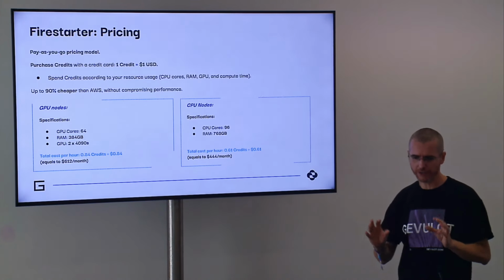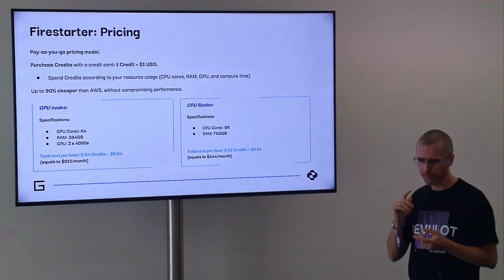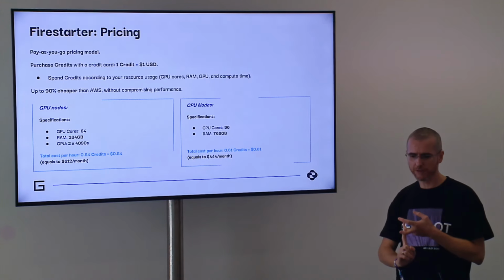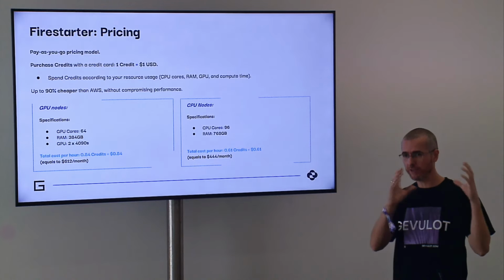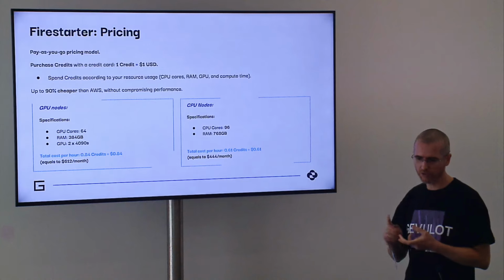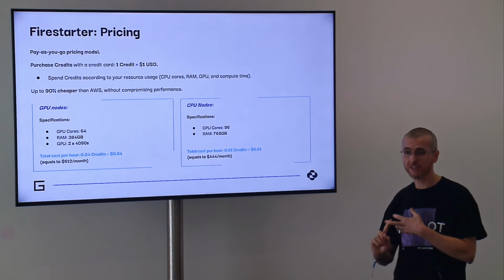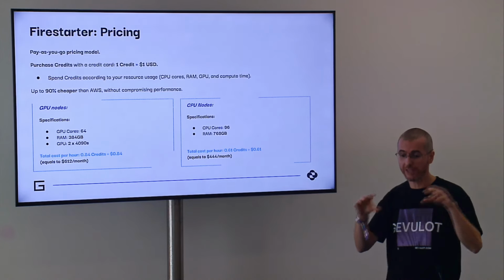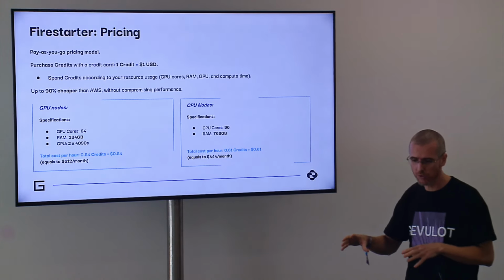As a general summary, our GPU nodes are going to have 2 4090s each, 64 cores and 380 gigs of RAM. So that's one GPU node. A CPU node will have 96 cores and 768 gigs of RAM. That's the minimum requirement for folks to join the network as a CPU or a GPU node.